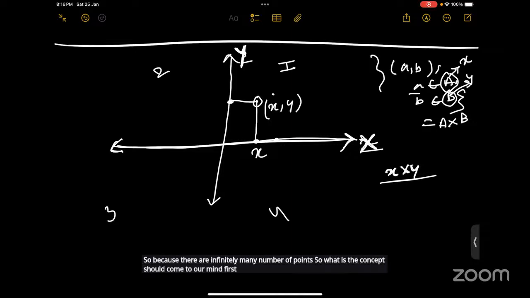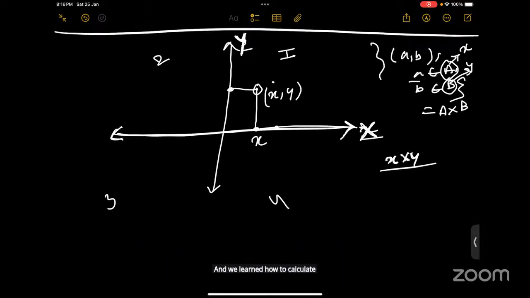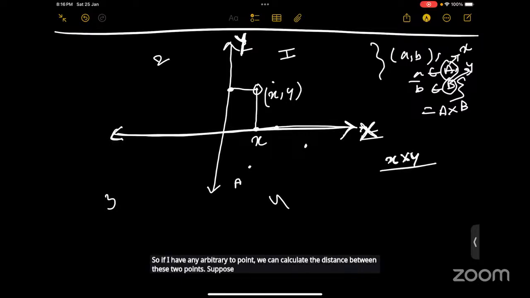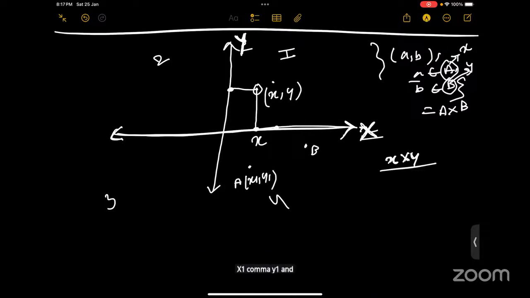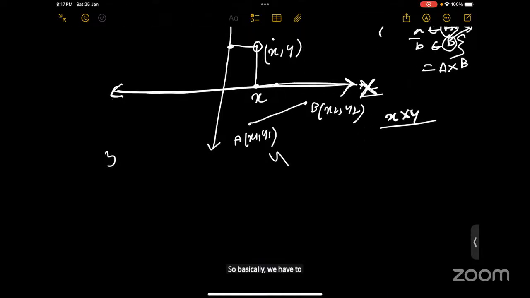Distance between 2 points, right? And we learned how to calculate the distance between 2 points, right? So if I have any arbitrary 2 points, we can calculate the distance between them. Suppose this is our point A, x1 comma y1, and suppose this is our point B, x2 comma y2. The distance between the point A and B is typically the length of the line joining these 2 points, right? So basically we have to calculate the length of the line joining these 2 points.